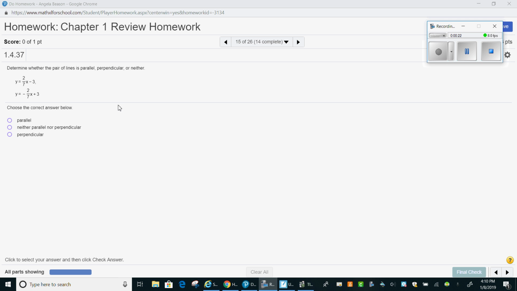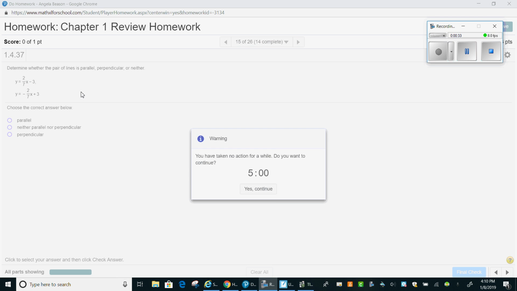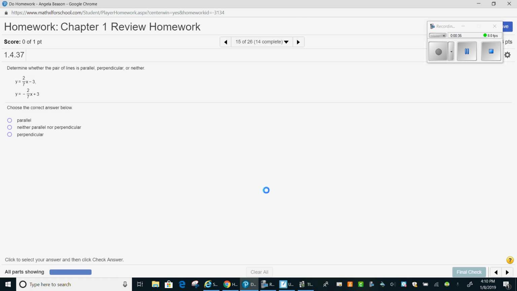So if lines are parallel, they have the same slope. These do not. If lines are perpendicular, they have slopes that are opposite reciprocals. So if this slope is 2/7, I would need a slope of negative 7/2 to be perpendicular. It'd have to change the sign, but it'd also have to flip over. So since these are not, I would say these are neither parallel nor perpendicular.